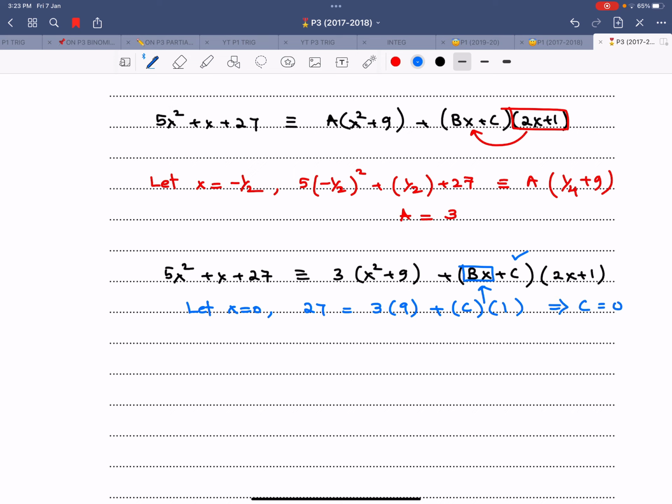Yes, that happens. This is 27. In a quadratic case, one of the constants can come out to be 0. So c came out to be 0. So let's rewrite the expression again. 5x squared plus x plus 27 is identical to 3 times x squared plus 9, and bx plus 0 multiplied with 2x plus 1.